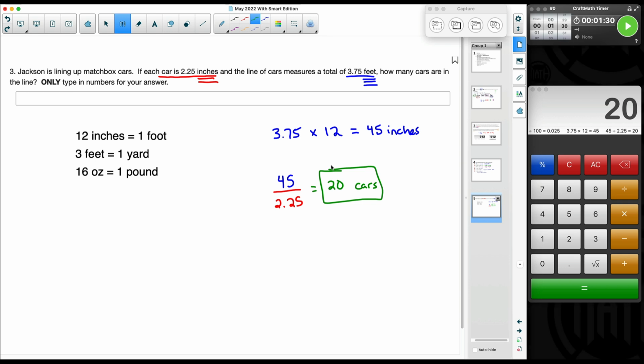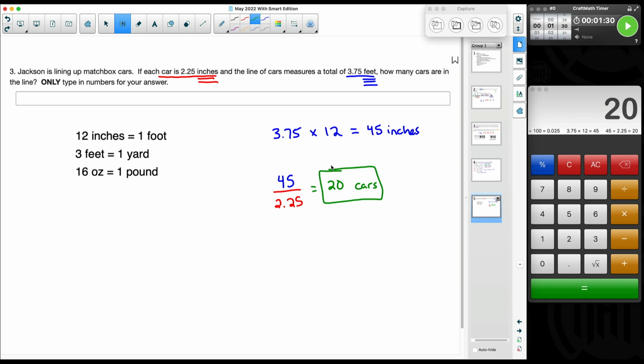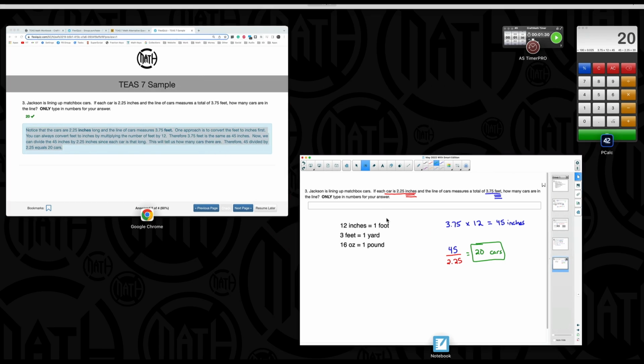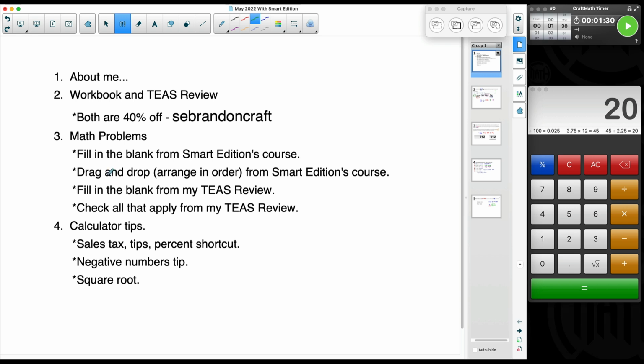Now, what I do want to show you before we go is some calculator tips. They do work on the on-screen calculator when you're taking the TEAS test. So let me make sure I'm covering everything. All right, so here we go.